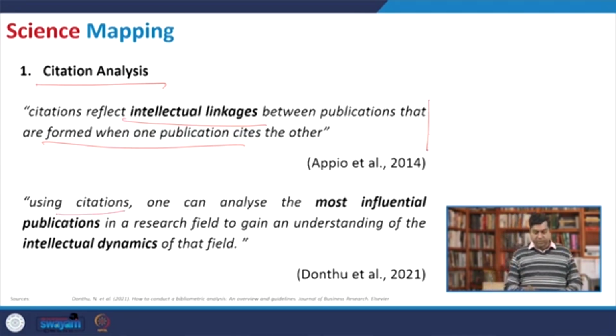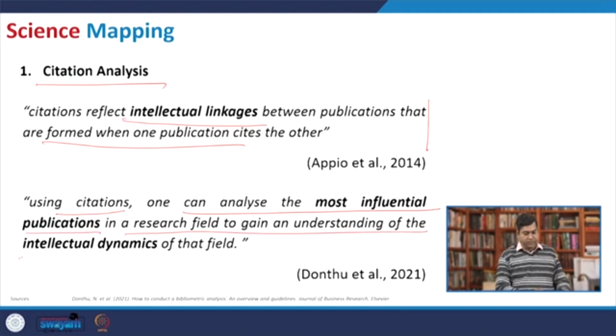Using citations, one can analyze the most influential publications in a research field to understand the intellectual dynamics of that field. If you find a paper published, say, 6 months ago that has now started getting 100 plus citations, that means it is very important and emerging. But we also need to look further: if you click on those 100 citations, who is citing it? That is equally important.